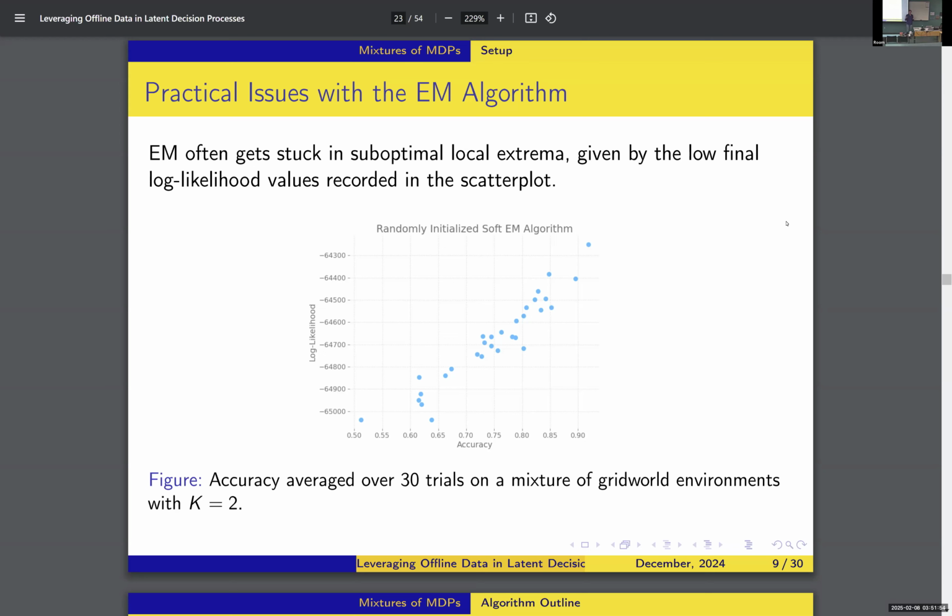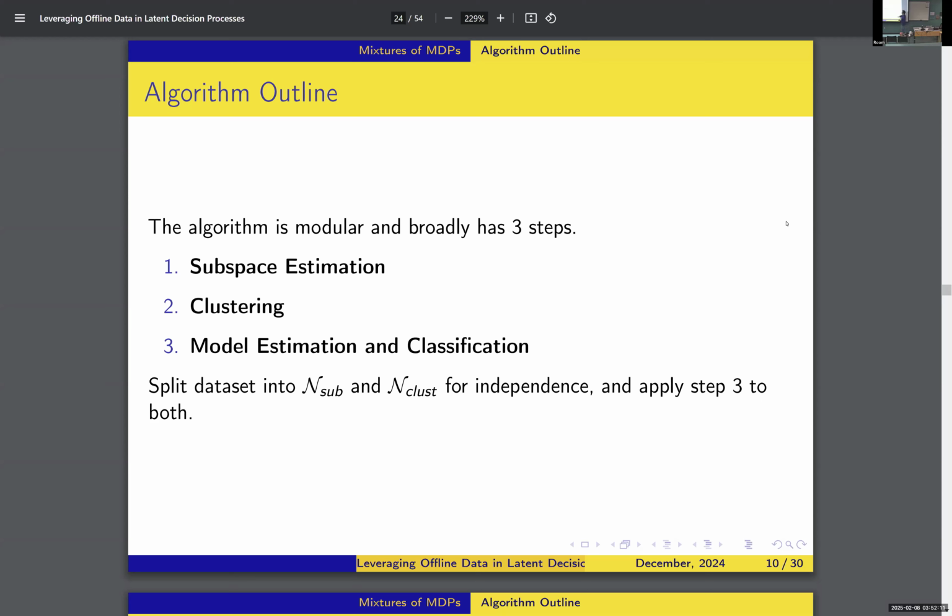So what do we do? We design a new algorithm that's modular and broadly has three steps. So far, so good, by the way, because we are not going to get into the weeds of things. The first one is subspace estimation, where we estimate some low-dimensional subspace. We will do some principled dimensionality reduction, which is going to be different from the way it's traditionally done, which is where the novelty lies. Then we will use this subspace to perform some clustering. And finally, once we have clustered, we can refine these clusters by doing some model estimation and then classifying everything again.